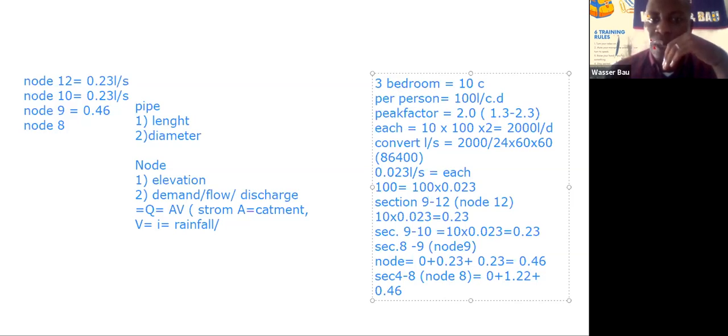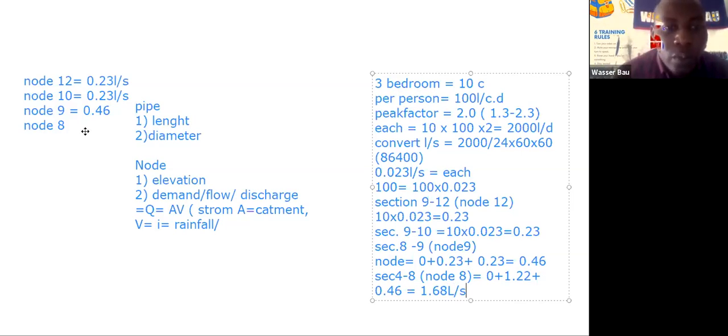Sorry, there's a mistake somewhere. So 1.22 plus 0.46 equals 1.68. Are we together? 1.68. Are we there? So 1.68 liters per second. So that's the value.